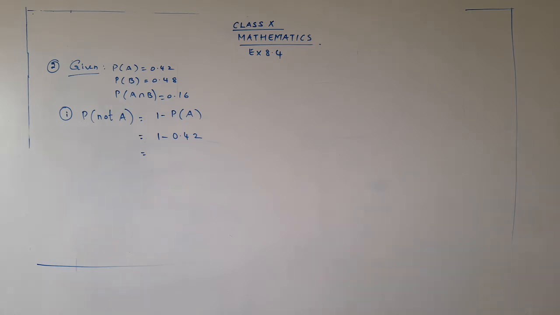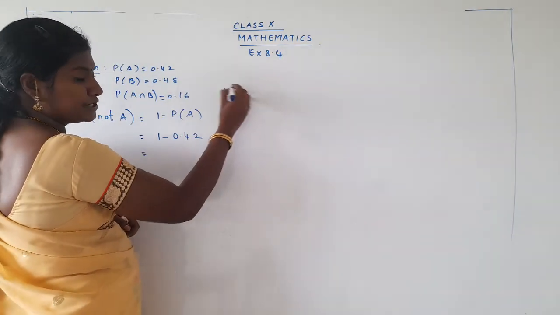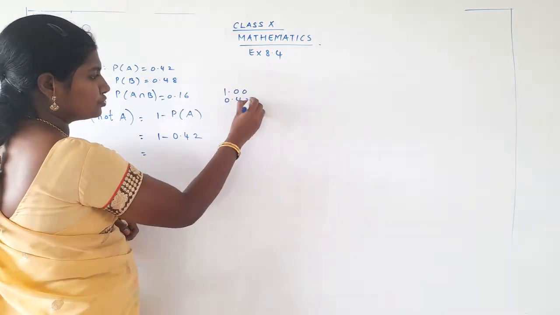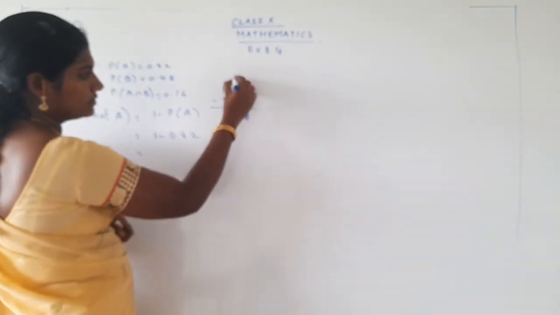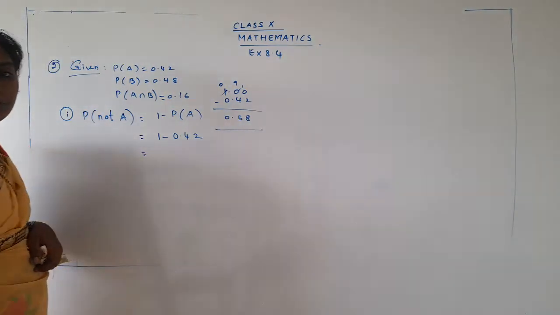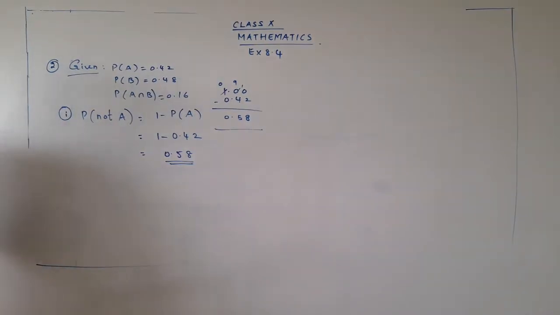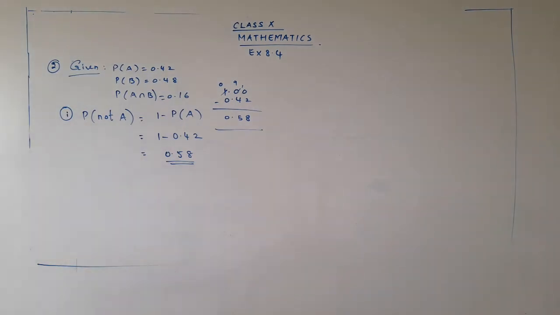Let's simplify this. So you should know how to simplify these numbers. This is 1, you can write it as 1.00. This is 0.42. 10 minus 2 is 8, this becomes 9, this becomes 0, so 5. Answer is 0.58. So I have found the answer for P not A. Copy the answer. That is 1 minus P of A, that is 1 minus 0.42, which is equal to 0.58.